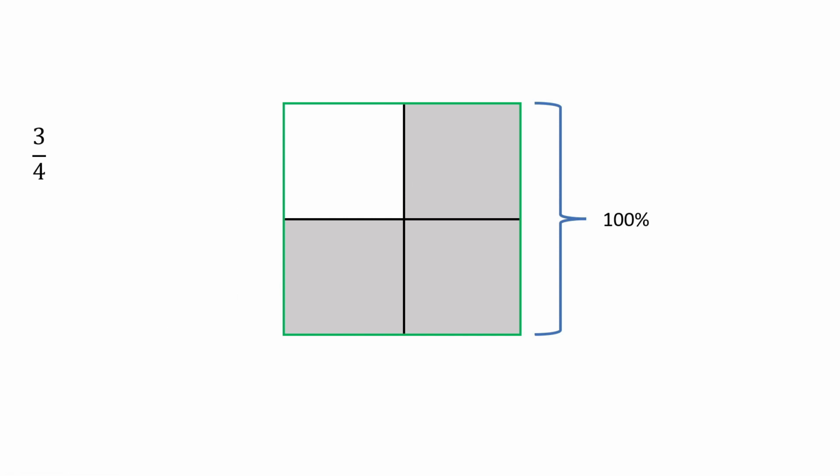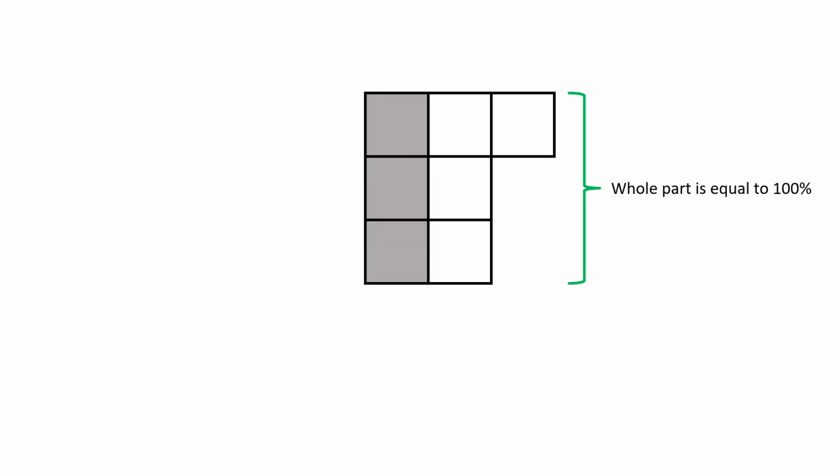So 3 of 4. So really, that means what? 3 divided by 4, 0.75, right? So 0.75 is 75%. And we don't need to be a math genius to understand this. If we look at this picture, right, we can see very clearly that 75% of this is shaded.